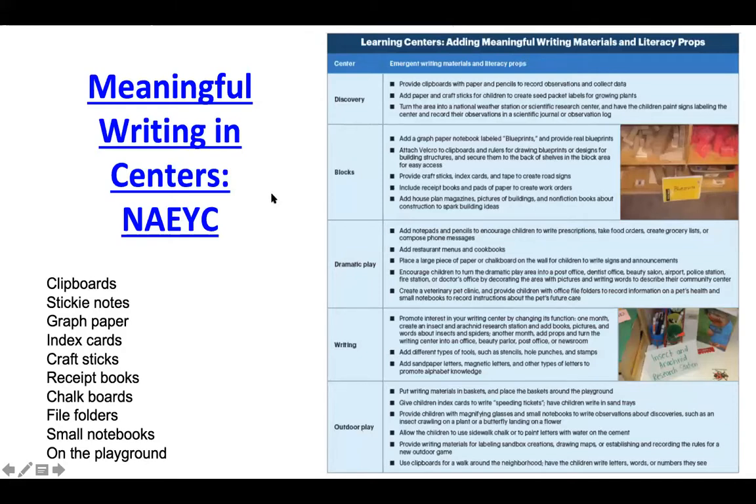NAEYC has this really nice resource about what kind of emergent writing materials you can put in all different centers. So this will be a tool for you so that they have opportunity to try writing as they're playing.